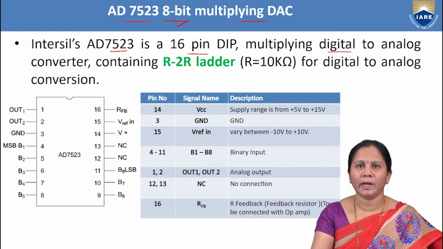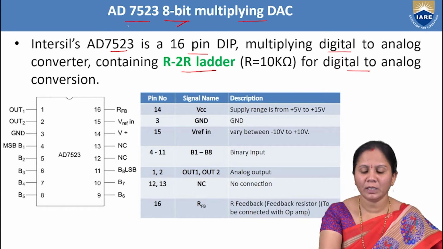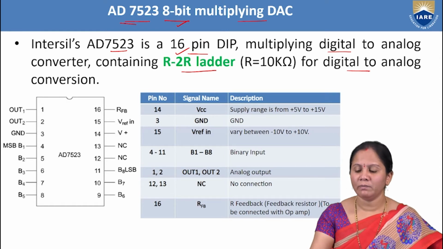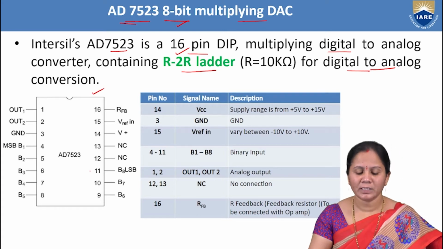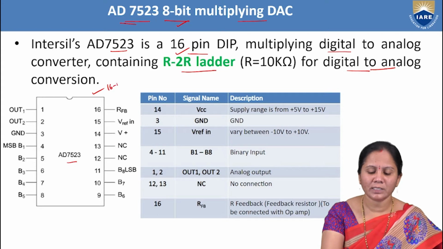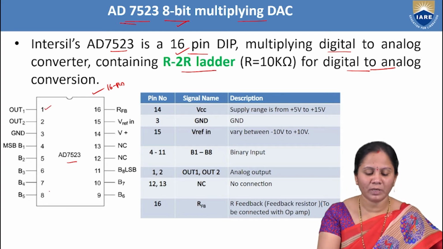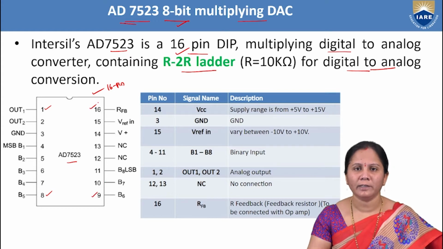The multiplying digital to analog converter contains an R2R ladder network for converting digital to analog signal. As I have said, there are different techniques that can be used to perform digital to analog conversion. Out of those many techniques, this AD7523 IC uses the R2R ladder network technique. So if you see here, this is AD7523. It is a 16 pin IC. All these pins are arranged in the dual in line package. Pin number 1 to 8 are present at one side and pin number 9 to 16 are present at the other side.